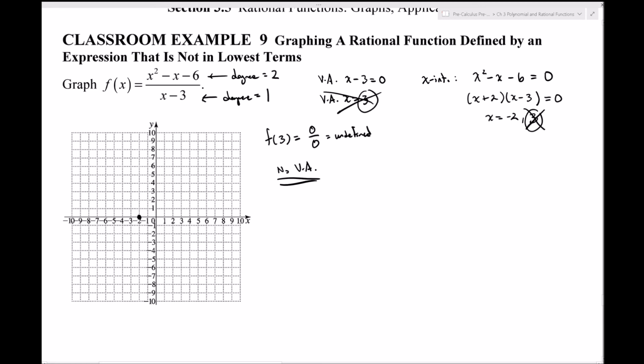So then what do I do? That's all I have so far. Maybe I can find a y-intercept. And you plug in 0 into the function. If I plug in 0, you get positive 2, it looks like. Negative 6 divided by negative 3 is positive 2. And those are the only 2 points I have so far.